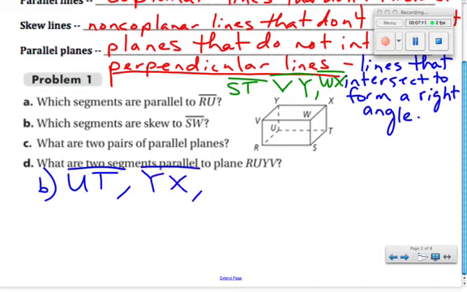and there's more. Grace. VW. Say that again. VW. VW, no, we're looking for segments skew to SW. Notice that they have the W in common, so they are in fact intersecting. Trent? RV. RV is parallel to SW. Helena? UR. You are, yes. Yes. YU. YU is parallel to SW. Be careful. Alyssa. YV. YV. That's the last one, yes.